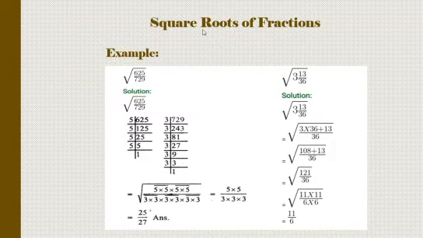Square root of fractions. In square root of a fraction, the method is same. For numerator and denominator, separately we will find out by prime factorization method. Then again take out one number from the root and multiply that. Like this we can get the answer.